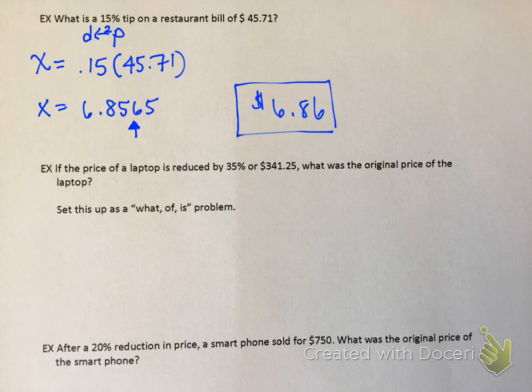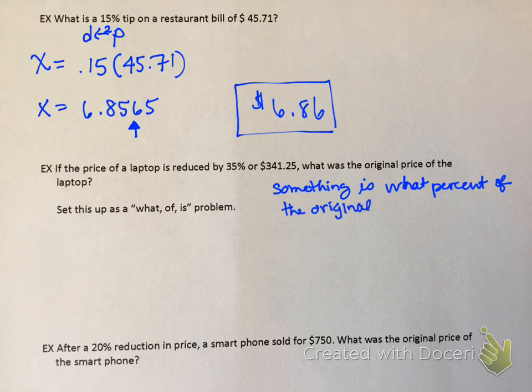That's a 15% tip. Okay, the next two examples, we have to translate these into what of is problems. So the formula to do this is something is what percent of the original cost. So this is a little formula we're going to use when doing the last two examples in this section. Okay, so something is what percent of the original cost.